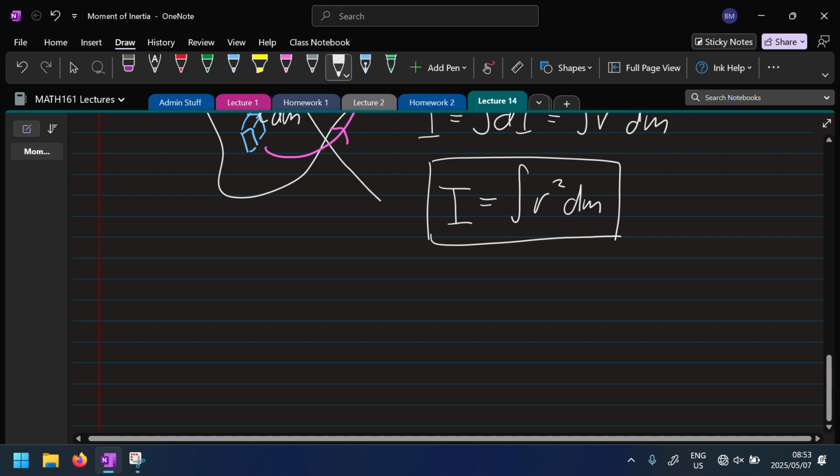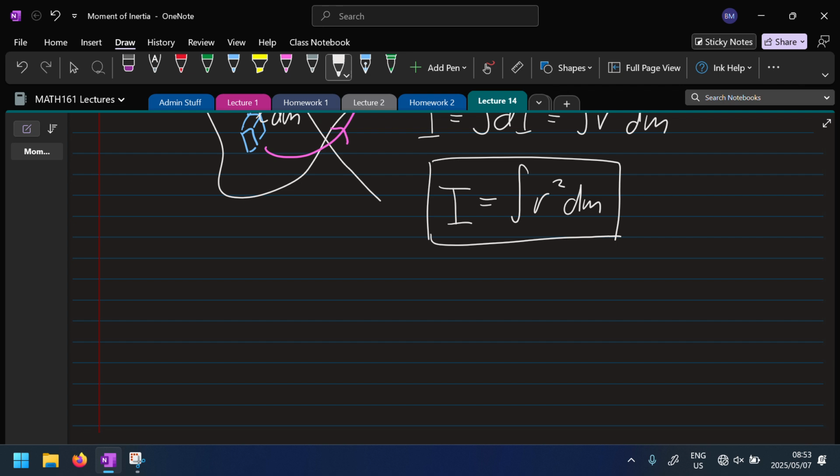So first, let's look at the first case of a three-dimensional mass. Then we're going to look at the one-dimensional case and then the two-dimensional case. So case one, a 3D object.